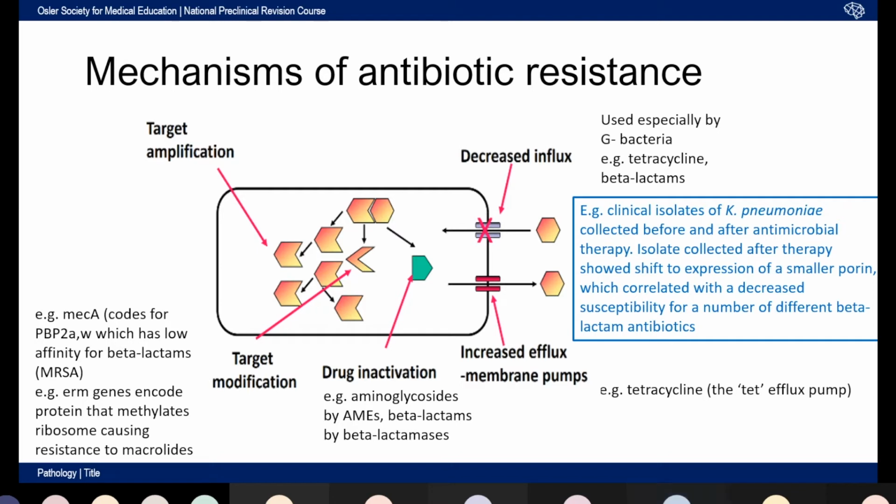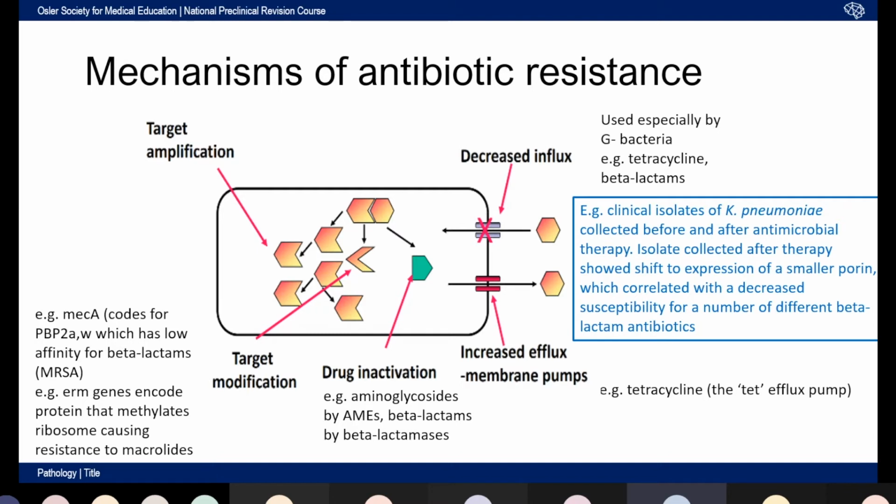Another important mechanism is increased efflux, so pumping the antibiotic out of the cell once it's got in, using membrane pumps. An example of this is the TET efflux pump for tetracycline that causes resistance to tetracycline. Another mechanism is drug inactivation. This can happen by a number of mechanisms. So a drug can be modified by acetylation, phosphorylation, or adenylation, and the aminoglycoside-modifying enzymes, so that AMEs, are an example of this, and they covalently modify aminoglycoside, inactivating it.